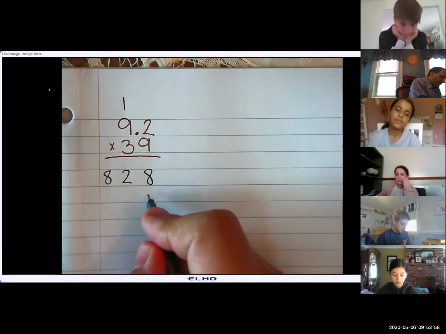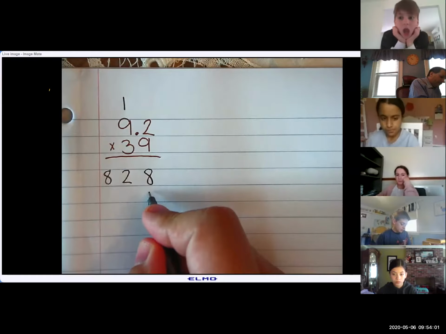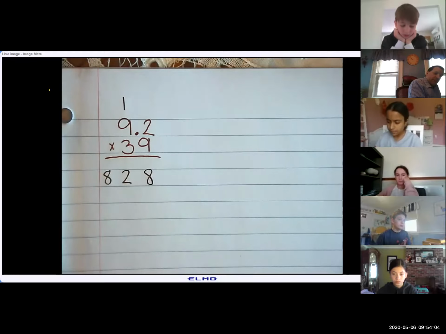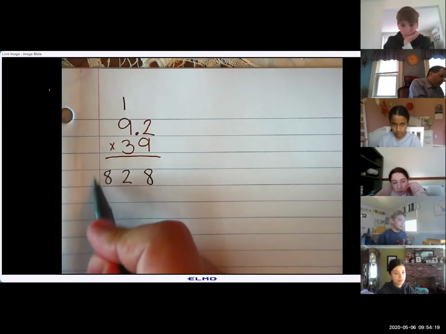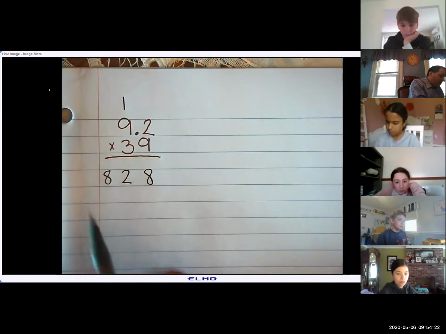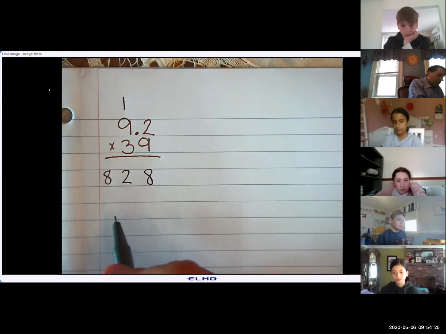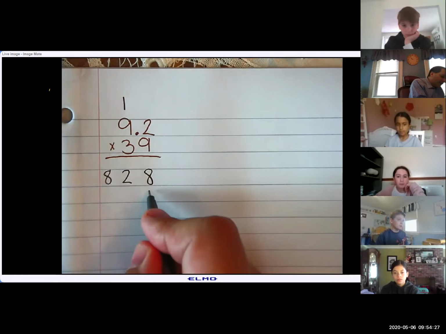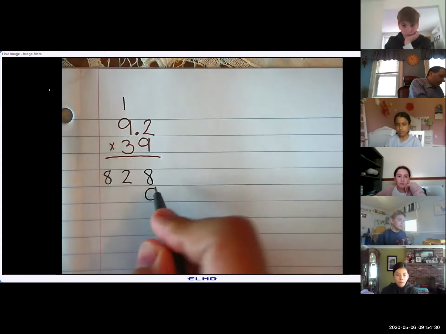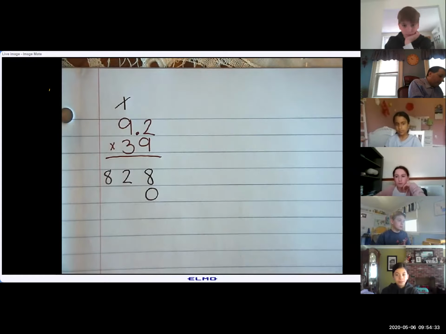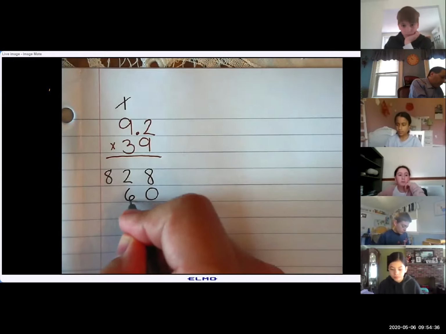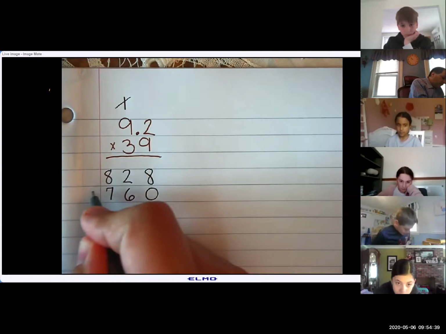Go ahead. Wait, I did something. Good job. That's why we're doing this. I put a 1 after the 8, and I don't know why. Yeah, I did that too. So what do I do next? I put a 0 under it, and then I wrote 3 times 2 equals 6. Then 3 times 9 equals 27.